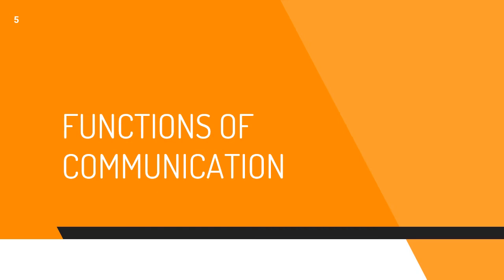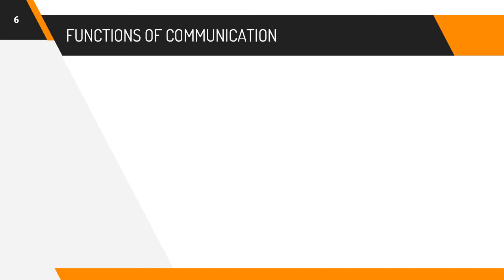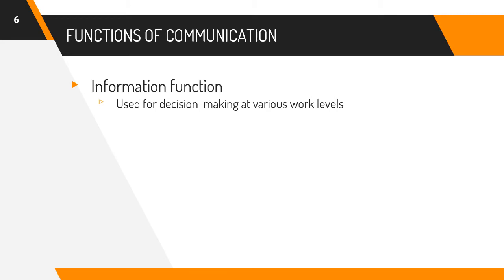Functions of communication. Communication may be used to serve any of the following functions: information function. Information provided through communication may be used for decision making at various levels of the organization. A construction worker, for instance, may be given instruction on the proper use of certain equipment. This will later provide him with a guide in deciding which equipment to use in particular circumstances.